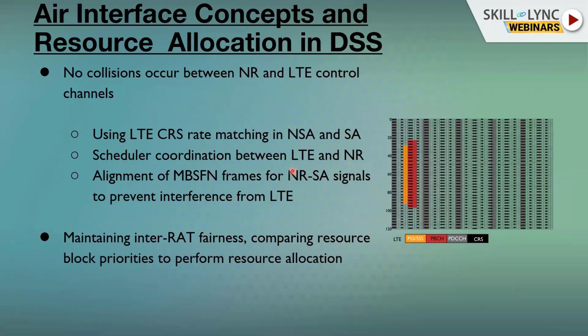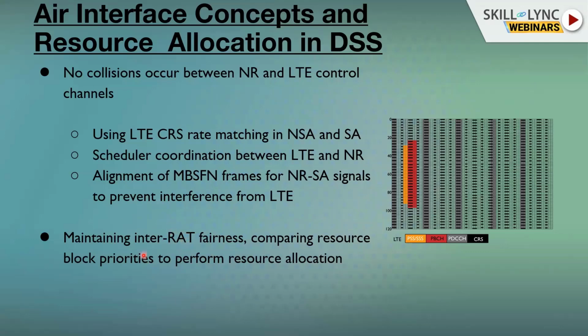So using LTE cell-specific reference signal rate matching in NSA, that is non-standalone, and standalone, we have basically an intelligent scheduler. What that scheduler is doing is it's assigning resources to LTE and NR. So it's got a scheduling algorithm built into that scheduler, which is allowing you to adaptively schedule radio resources.